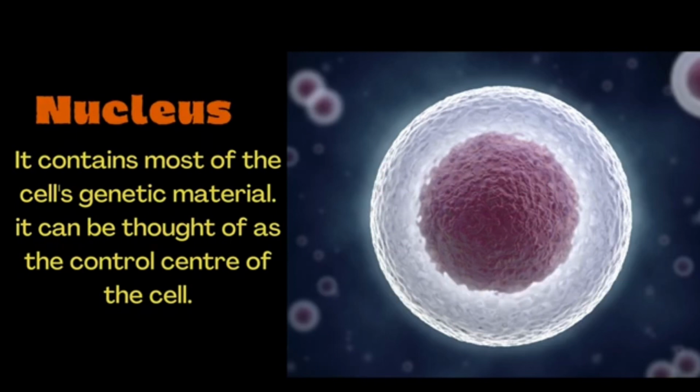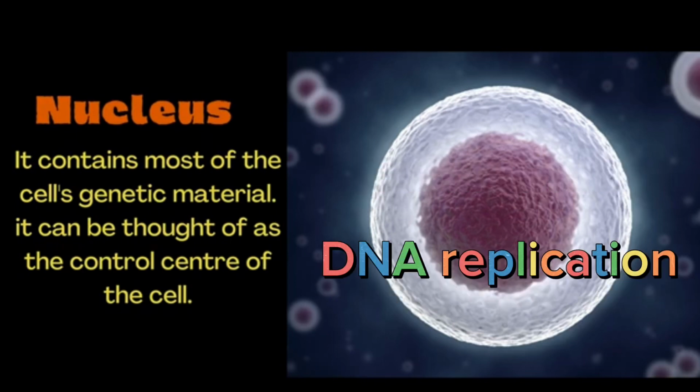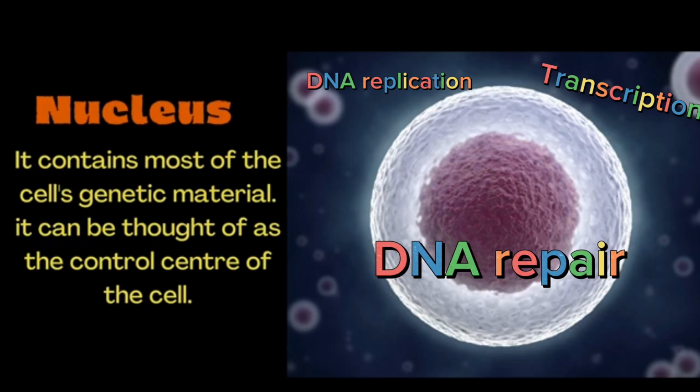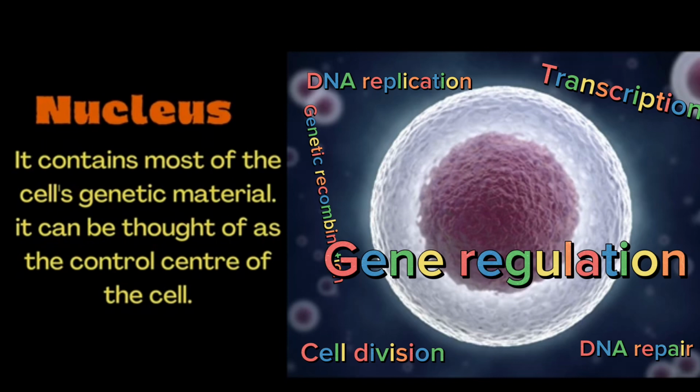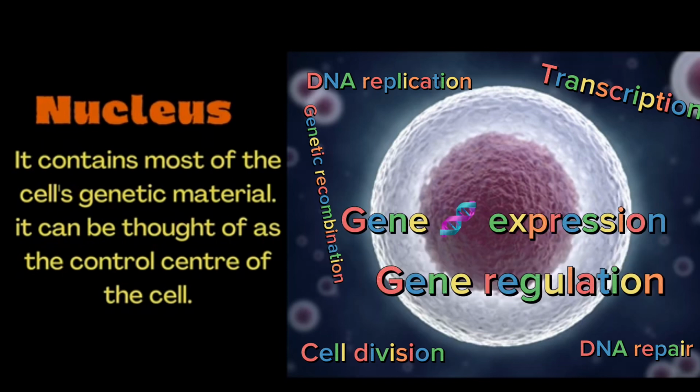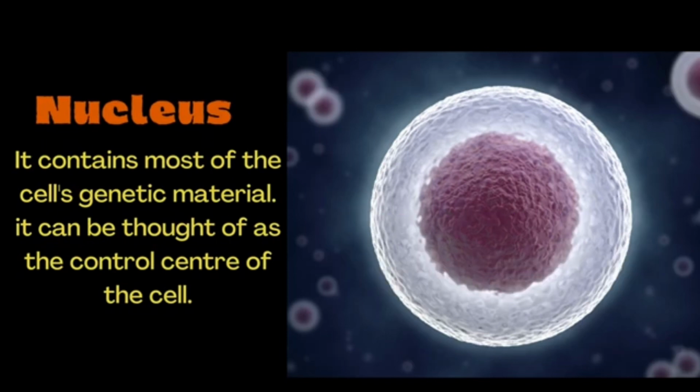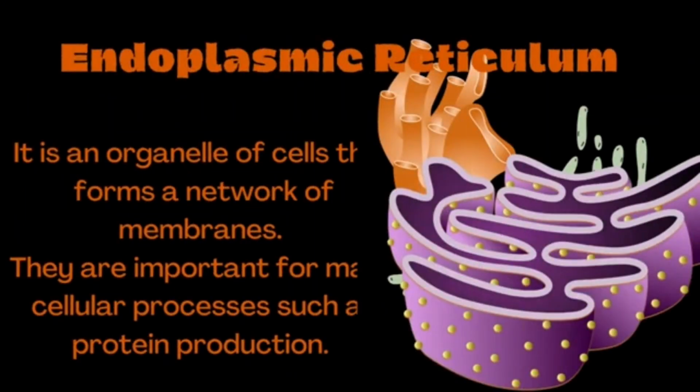The roles of this chromatin are for DNA replication, transcription, DNA repair, genetic recombination, cell division, gene regulation, gene expression, etc. Next, we're going to move to endoplasmic reticulum, or ER. It is a system of organelles which forms a network of membranes. These are important for many cellular processes such as protein production.